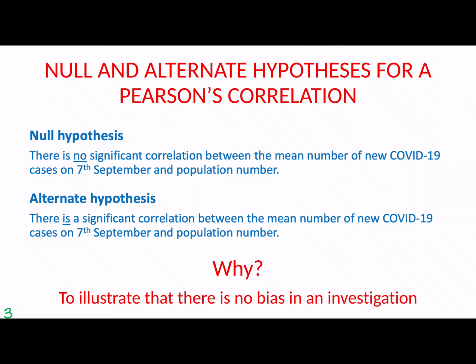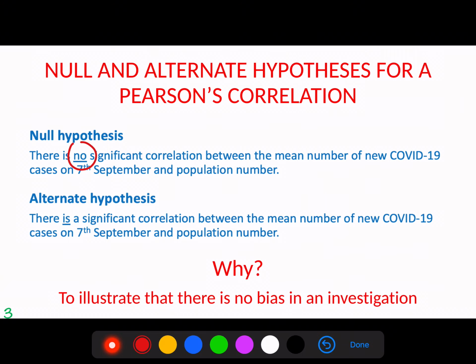Firstly, as usual, before you do any stats, you have to make two statements. Again, the word "no" is key. There is no significant correlation between the mean number of new COVID cases on that day and the population number of a country. And this is the opposite statement. And again, it's all about avoiding bias.